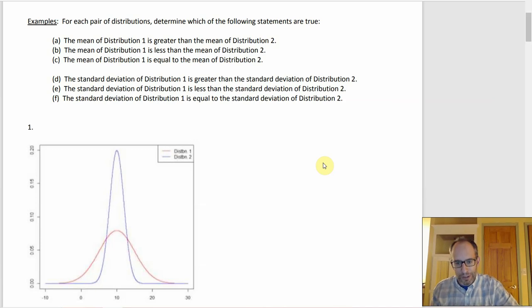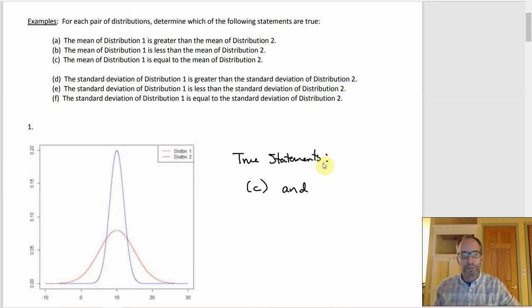So for the true statements, we're going to have one about the mean and then one about the standard deviation. So the one about the mean, it looks like they're the same. So that would be C. And then the other one about the standard deviation, well, those are clearly different. If the means were the same and the standard deviations were the same, the curves would be right on top of each other. They'd be exactly the same curve.